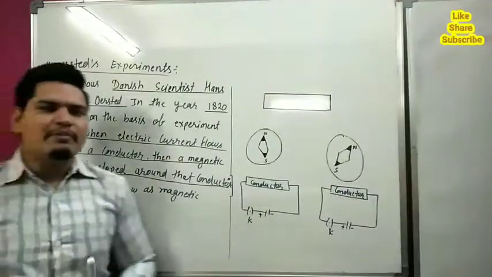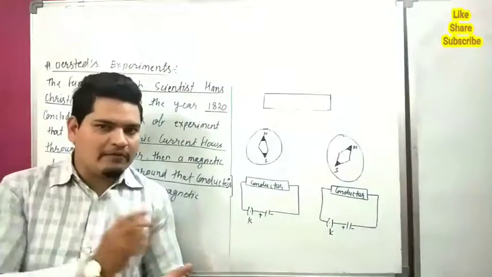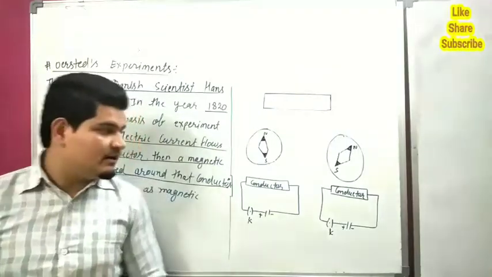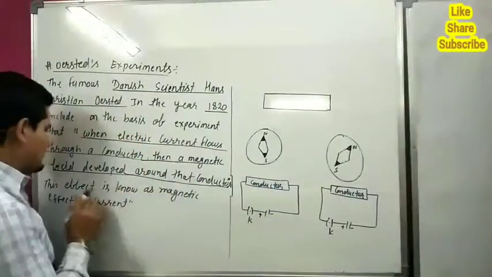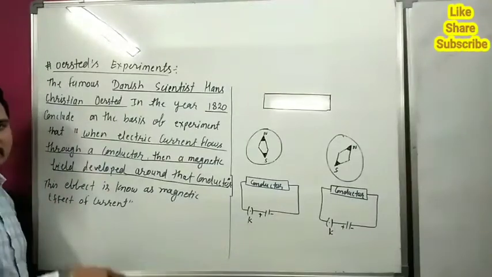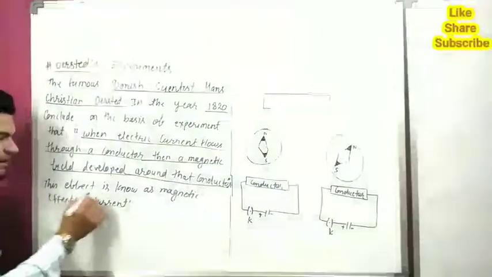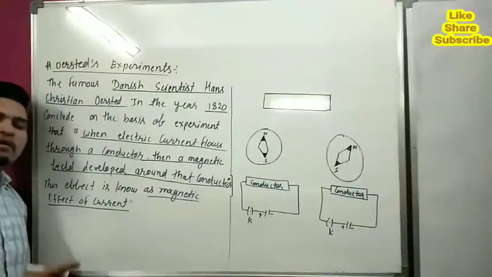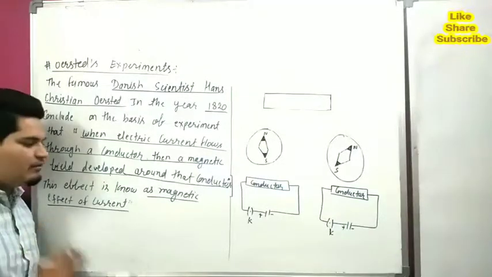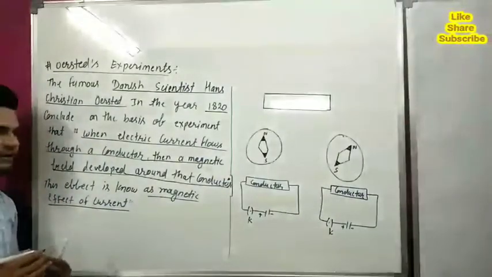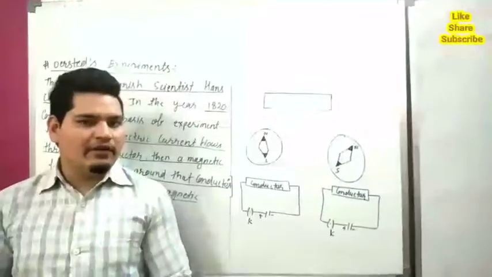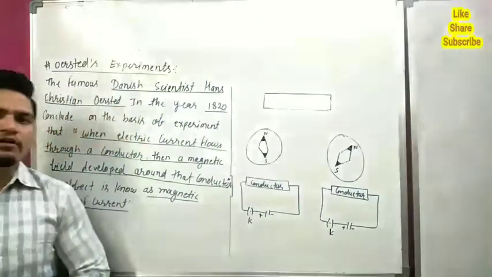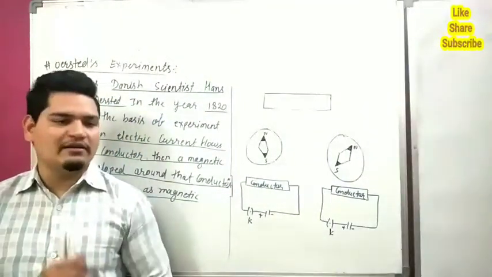So basically, when current is flowing through the conductor, one would expect an electric field to be developed around it. But he proved that a magnetic field develops around the conductor because of the current. This is called the magnetic effect of current, which is our third unit. It was a revolution in the field of magnetism and electricity.